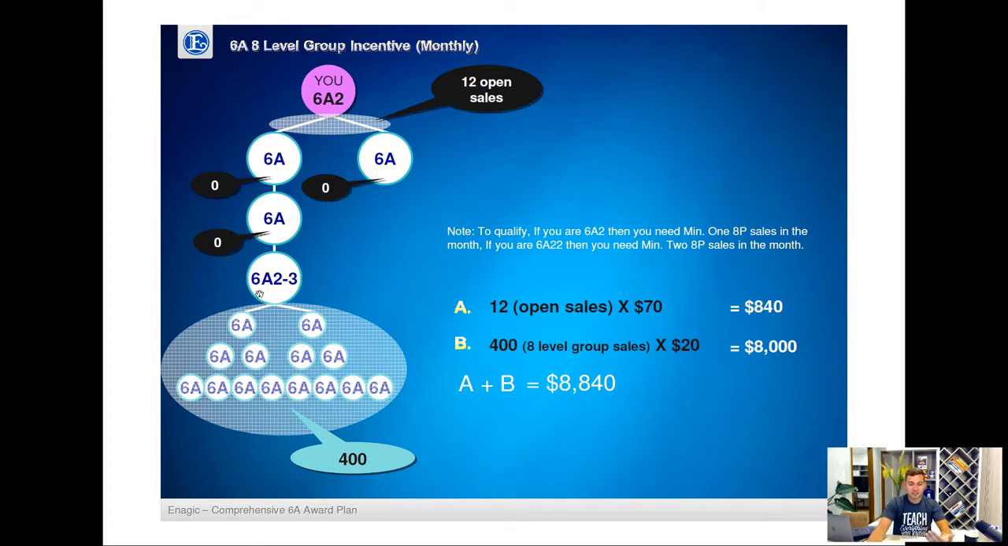In your organization, a 6A2-3, which brought in, and guys, these are real numbers, okay? These are real numbers that will happen. A 6A2-3, 400 points, 400 sales in the 8 levels of group sales, right? 8 levels of 6A deep, you have 400. That's 400 times $20. It's $8,000 in 1 month just from your team's production. Okay, for a total of $8,840 right there.